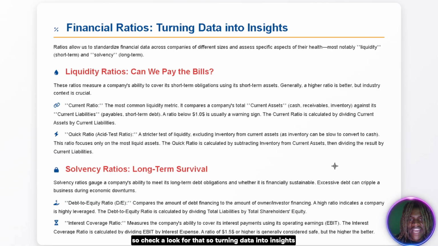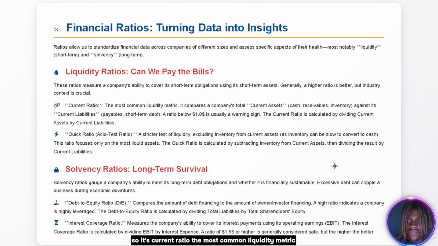So, turning data into insights. Ratios allow us to standardize financial data across companies of different sizes and assess specific aspects of their health. Most notably liquidity, which is the short term, and solvency, which is the long term. Liquidity ratios: can we pay the bills? These ratios measure a company's ability to cover its short-term obligations using its short-term assets. Generally, a higher ratio is better, but industry context is crucial.